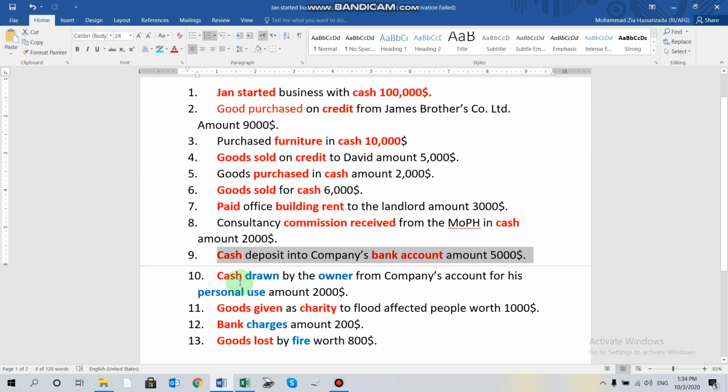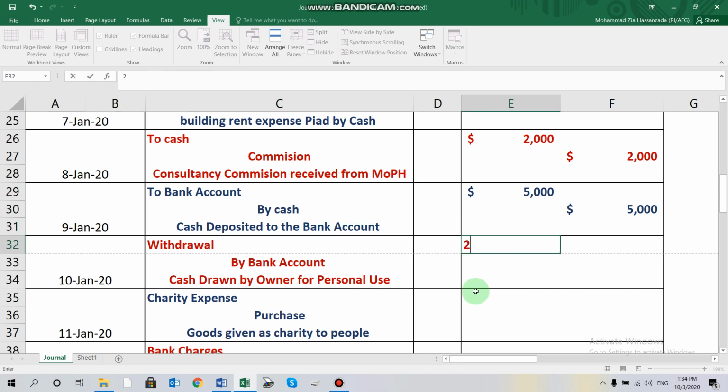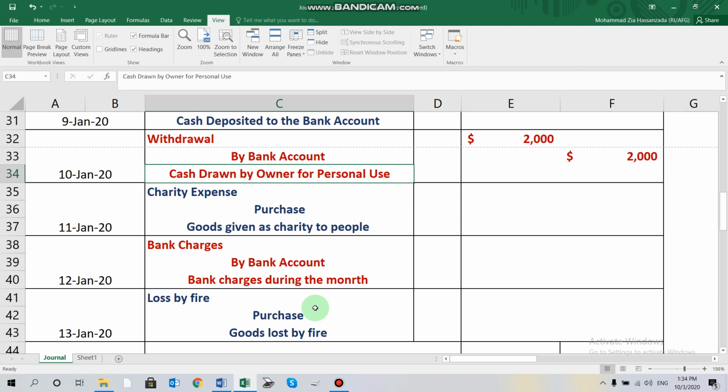The next transaction is cash drawn by the owner from company's account for his personal use. So our asset is decreasing by 2,000. Another side, withdrawal, which is treated like an expense for the company, is increasing by 2,000. We should record it into the debit side. And our bank account is decreasing by 2,000. We should record it into the credit side.